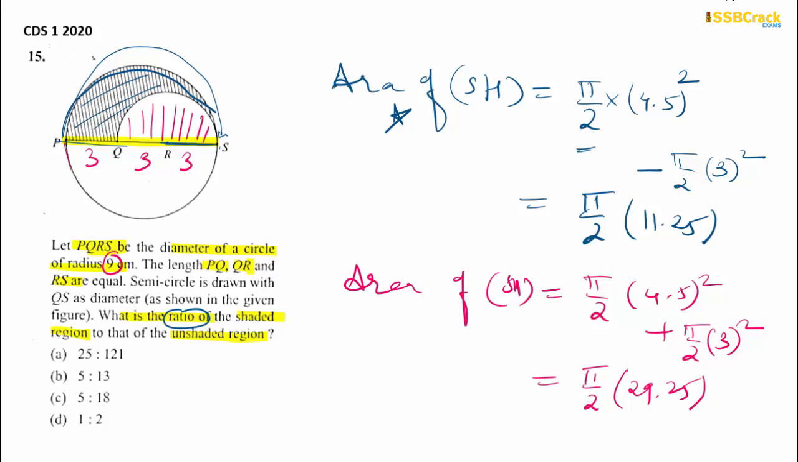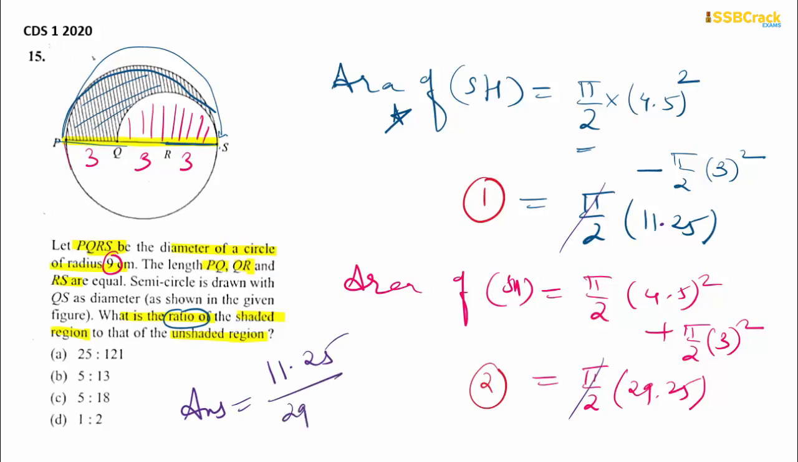Now being asked in the question, what's the ratio of these two areas, number 1 and number 2. If you take the ratio, this term pi by 2 gets cancelled and you need to divide 11.25 upon 29.25. So you would have got it easily, and the first fraction you get is 15 by 39, which you can further reduce to get the required ratio, option B for this question.